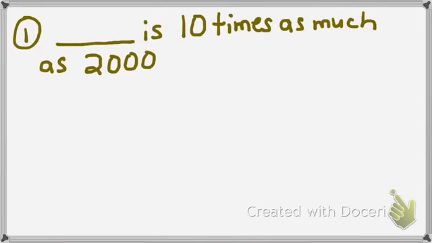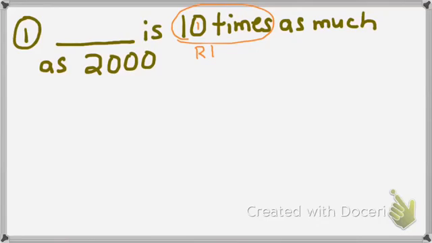Blank is 10 times as much as 2,000. Okay, I know it's asking for 10 times as much. I know that would be my power of 10 number because it has a 1 and zeros. So I say to myself, is 10 greater than 1 or less than 1? 10 is greater than 1, which means I'll be moving to the right. Greater has the R's, moving to the right. How many places? Well, there's 1 zero, so I'll move it to the right 1 place.